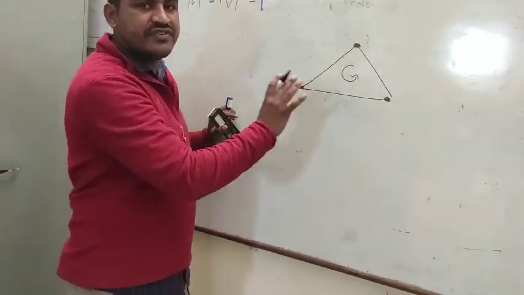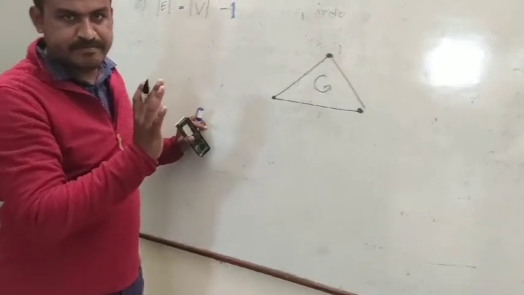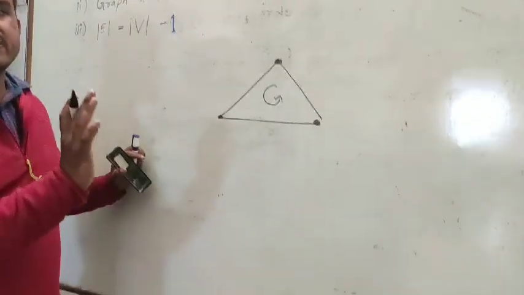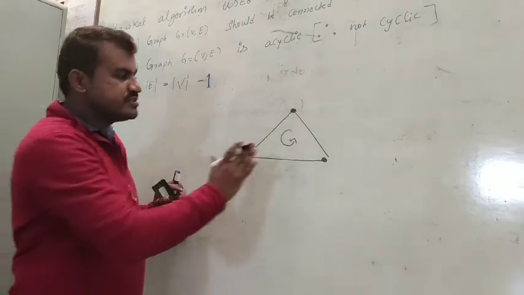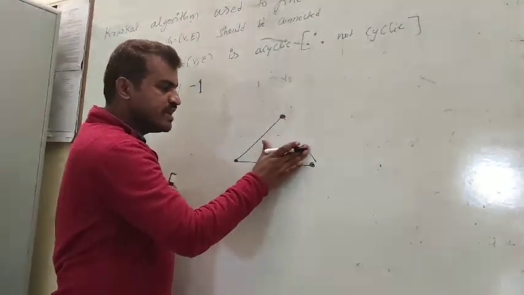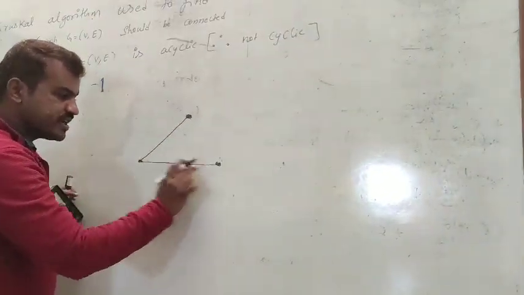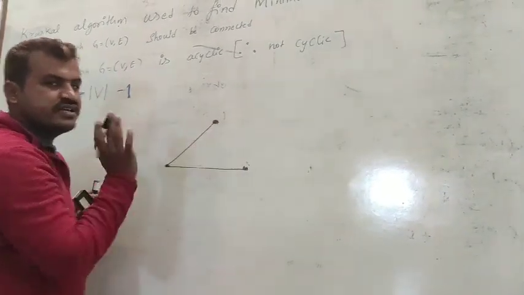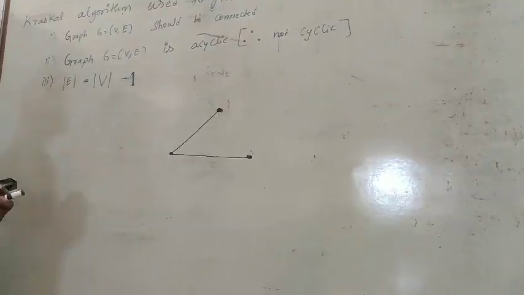A cyclic graph is not considered to be a spanning tree. See, there is no cycle in this graph, all nodes are connected, and there is no cycle. So this graph is considered to be a spanning tree.